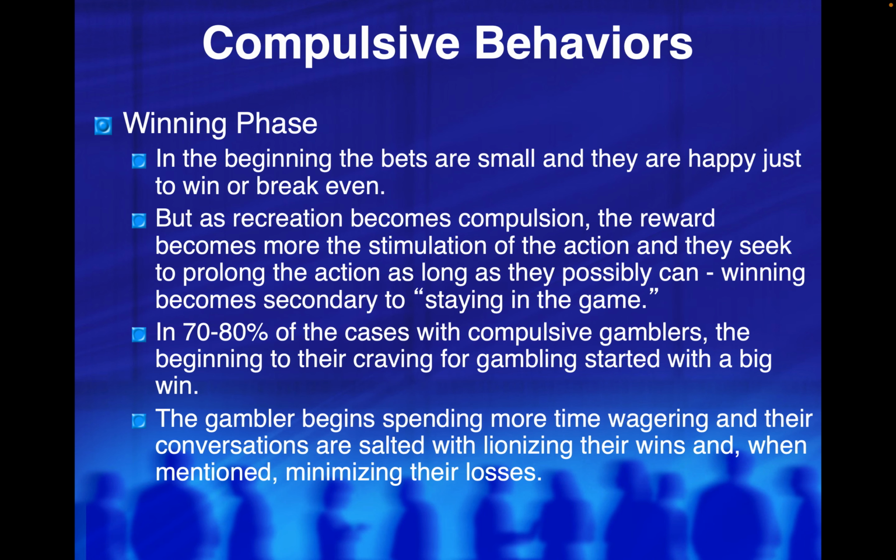The winning phase: in the beginning, the bets are small and they are happy just to win or break even. But as recreation becomes compulsion, the reward becomes more the stimulation of the action, and they seek to prolong the action as long as they possibly can. Winning becomes secondary to staying in the game. In 70 to 80% of the cases with compulsive gamblers, the beginning to their craving for gambling started with a big win. The gambler begins spending more time wagering, and their conversations are salted with lionizing their wins and, when mentioned, minimizing their losses. But often they don't talk about their losses. They only talk about their big wins as if they've accumulated all this money.